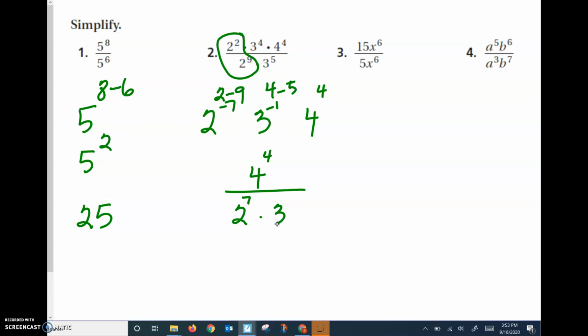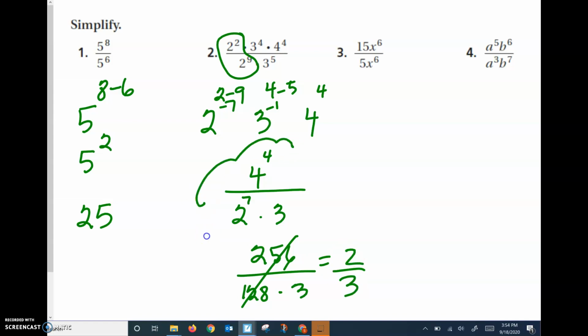Now really, you could probably just leave it like this, but since you guys have calculators, you should probably just grab your calculator and go 4 caret 4, and you get 256 on the top, and the bottom, 2 caret 7 is 128 times 3. Actually, 128 goes into 256. This can simplify so that we end up with 2 over 3. All right, but like I said, you could just leave it like this because really I'm just trying to see if you can do those exponents.